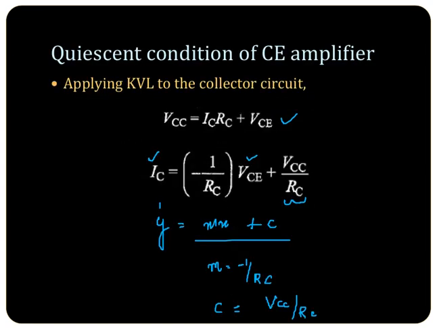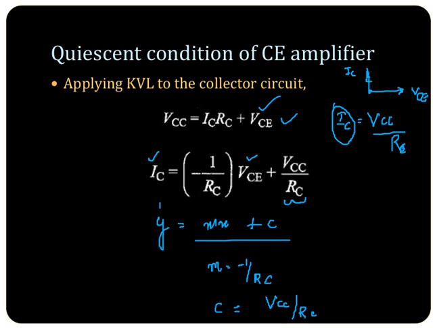When VCE is 0, you can see that IC is VCC by RC. We have plotted IC versus VCE and you want to draw the load line. So you have to find out IC when VCE is 0, that is VCC by RC.